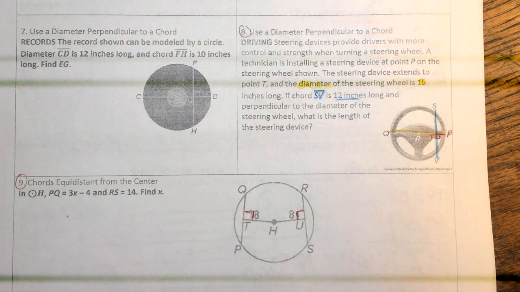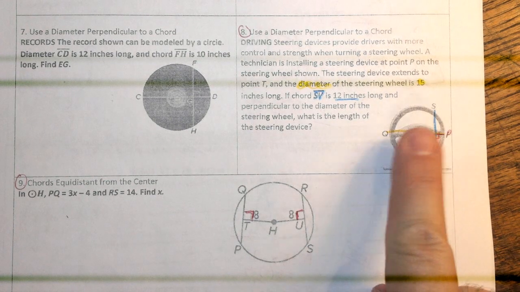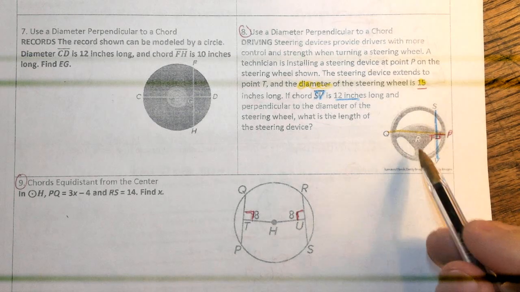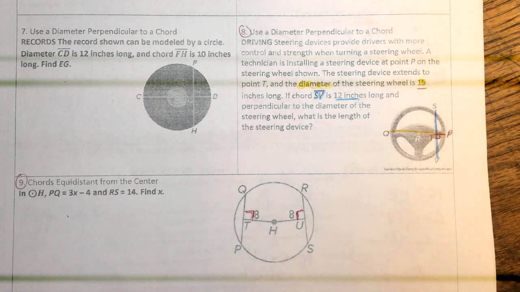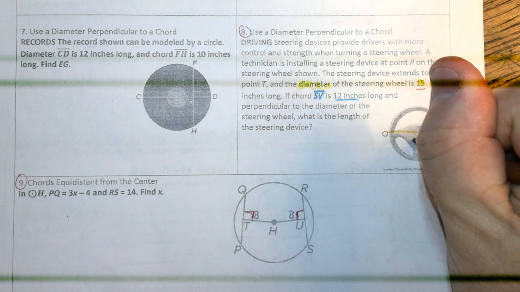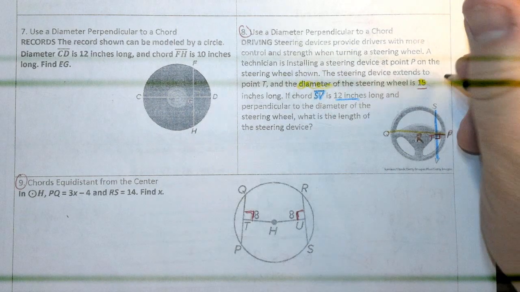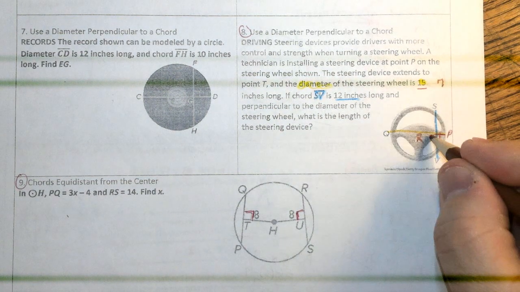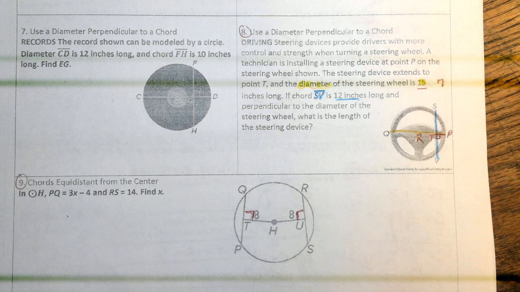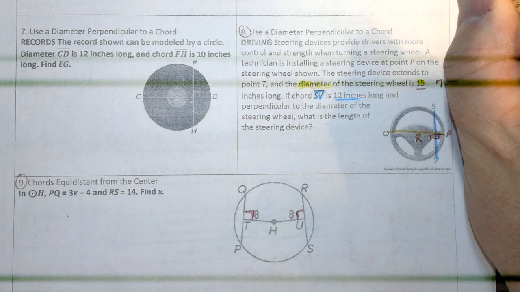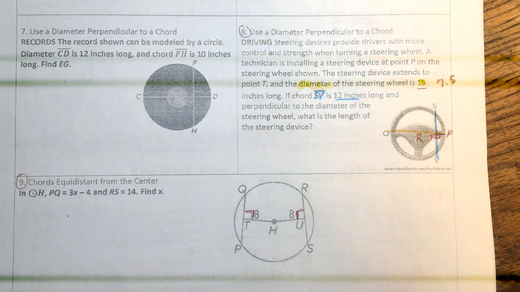Okay, so we've got the diameter. So the diameter is 15. So from R to P is half of that because it's the radius, so it's 7. No, I'm sorry, 7.5, because half of 15 is 7.5. Thank you to you guys that are paying attention.